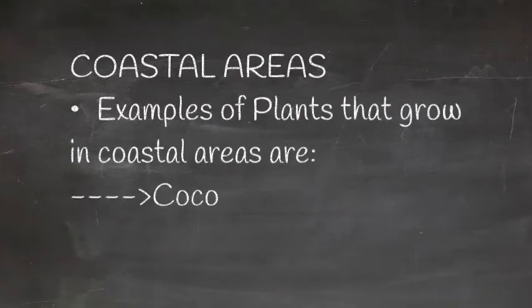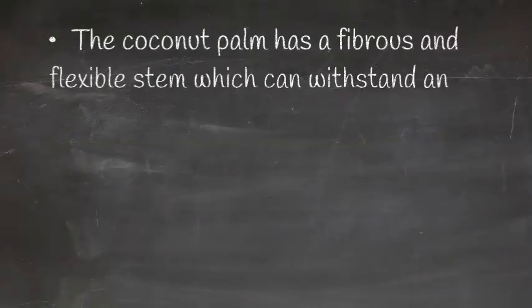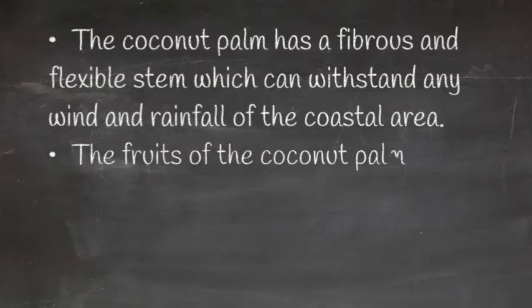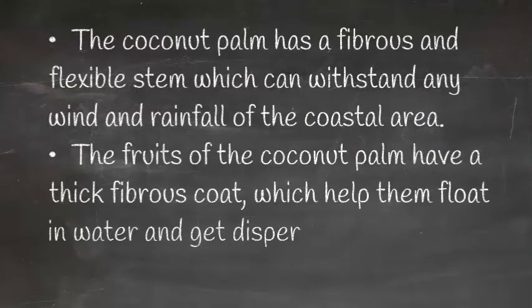Coastal areas. An example of plants that grow in coastal areas is the coconut tree. The coconut palm has a fibrous and flexible stem which can withstand the wind and rainfall of the coastal area. The fruits of the coconut palm have a thick fibrous coat which helps them float in water and get dispersed.